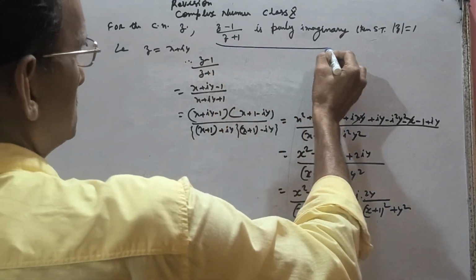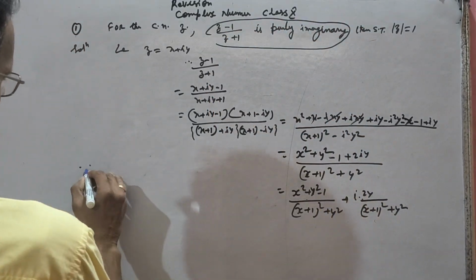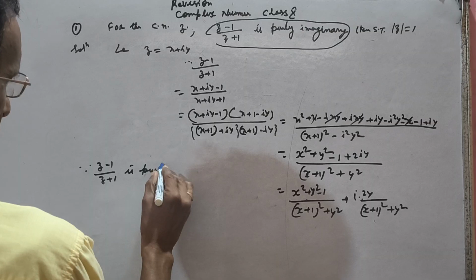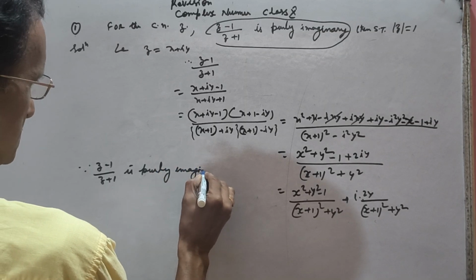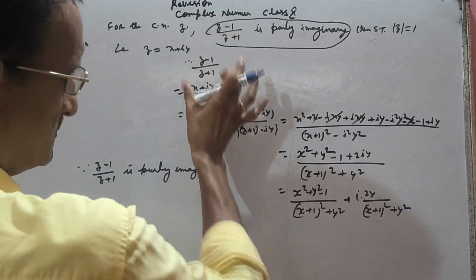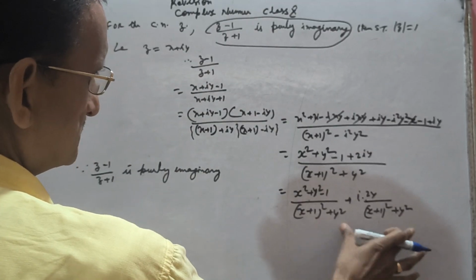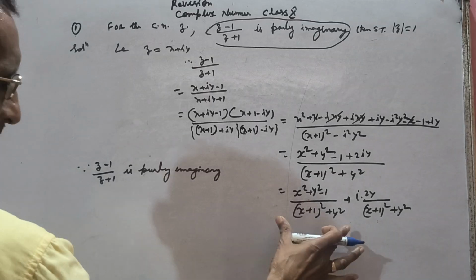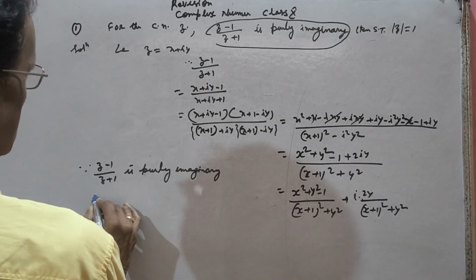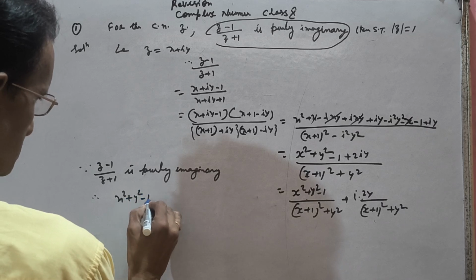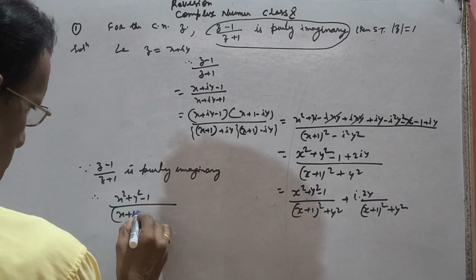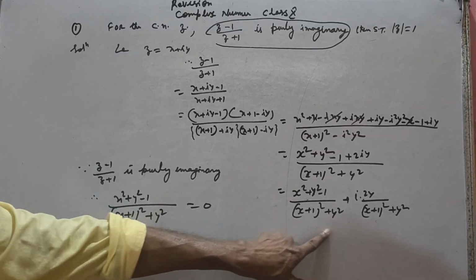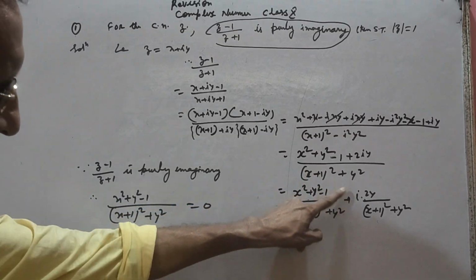Now what is given? Since z minus 1 by z plus 1 is purely imaginary, on what condition? This value is this. It will be purely imaginary when only this part will be here. So this part must be 0. Real part must be 0. Therefore, the real part is x square plus y square minus 1 by x plus 1 whole square plus y square equal to 0. Understood? This will be a purely imaginary number if its real part is 0.